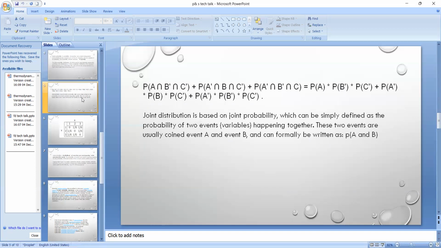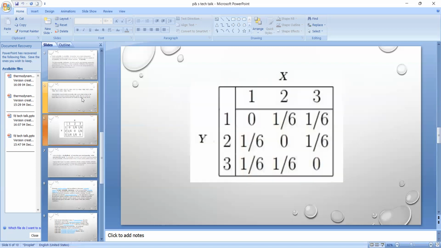Joint distribution is based on joint probability, which can be simply defined as the probability of two events or variables happening together. These two events are usually called events A and B, and can finally be written as P of A and B. Diagram of joint distribution probability.